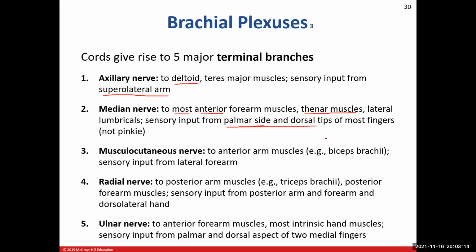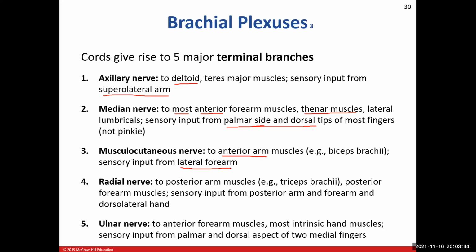Then we have our musculocutaneous nerve. This nerve is going to innervate the flexor muscles of your elbow. So it's going to innervate the anterior arm muscles, brachialis, biceps brachii, all right, coracobrachialis. So also it receives its sensory input from the lateral portion of your forearm. So when you are in, okay, the anatomical position, that will be the thumb side of your forearm.